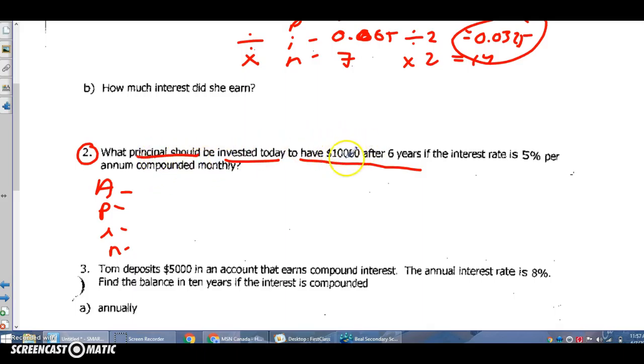Let's take a quick break for a second. My question is over 6 years, so I know this is 6 to start off with.